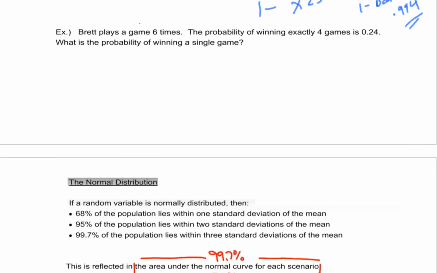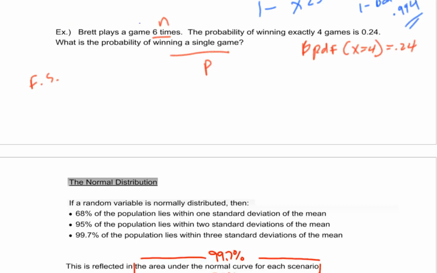Brett plays a game 6 times. Already got my n. The probability of winning exactly 4 games is 0.24, with the probability of winning a single game. So I know the probability binomial PDF of x equals 4 is 0.24. But I actually don't have what p is. So I'm missing something. So I'm going to use a formula.